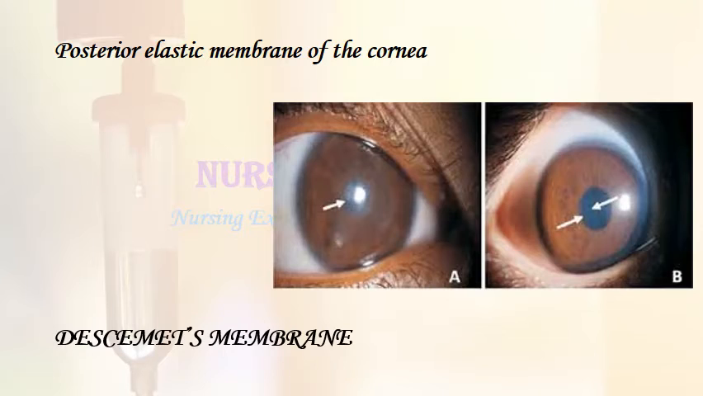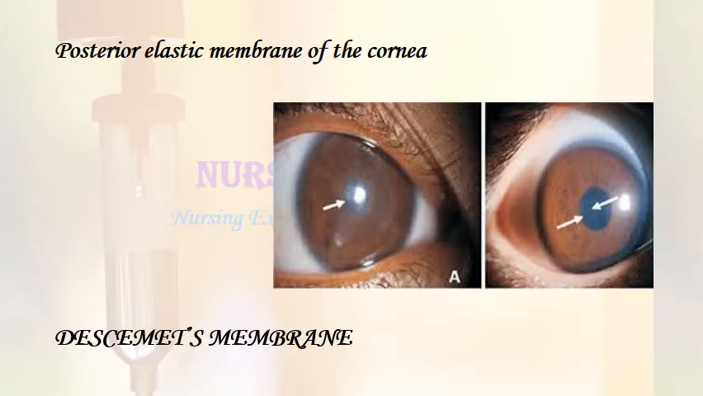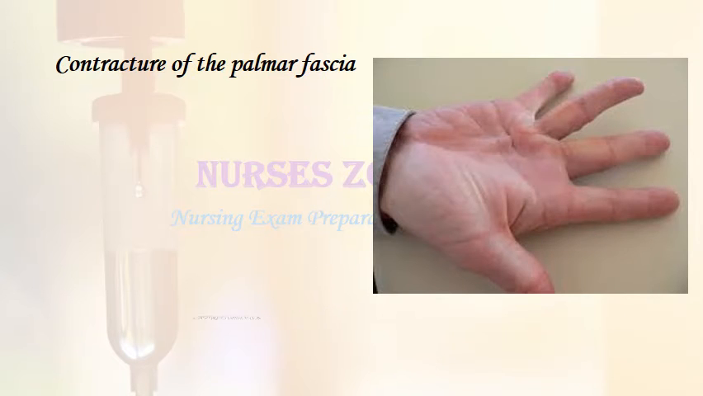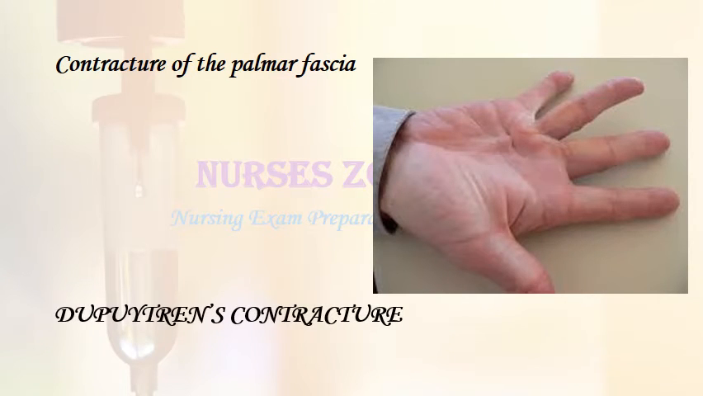Posterior elastic membrane of the cornea: Descemet's membrane. Rectovaginal peritoneal pouch: Pouch of Douglas. Contracture of the palmar fascia: Dupuytren's contracture.